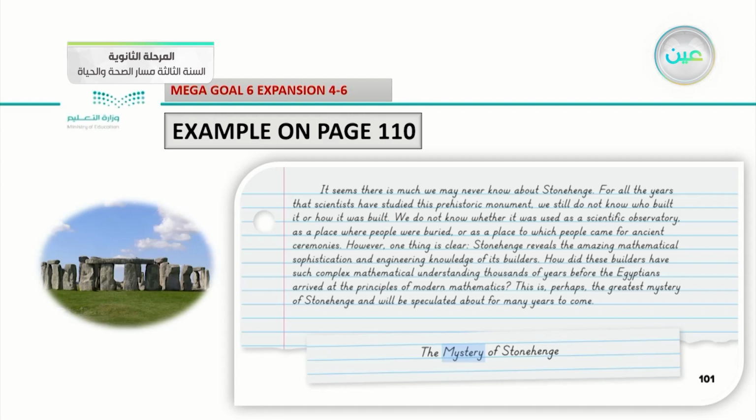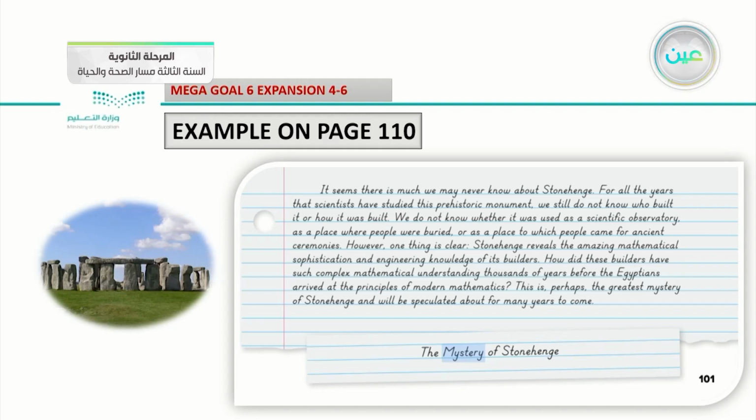So, however, one thing is clear. They give an example here. Stonehenge reveals the amazing mathematical sophistication and engineering knowledge of its builders. How did these builders have such a complex mathematical understanding thousands of years before the Egyptians arrived at the principles of modern mathematics? And this is perhaps the greatest mystery of Stonehenge and will be speculated about for many years to come. And at the end, the mystery of Stonehenge, this quote is taken from the conclusion according to that title.